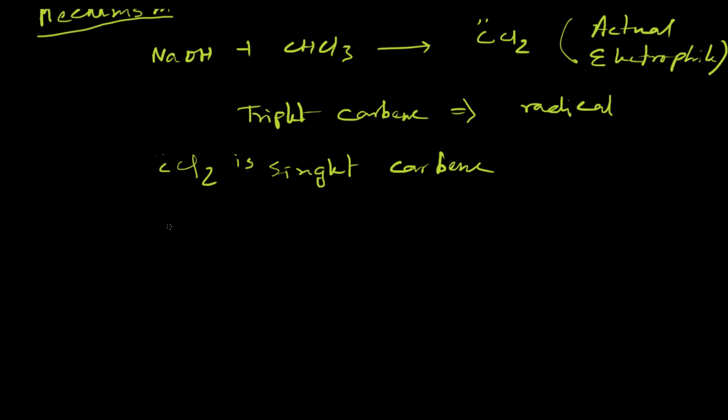And what is the hybridization state, or rather the bonding, of this carbene derivative? The central carbon is sp2 hybridized with a lone pair in the sp2 hybrid orbital, and the other two sp2 hybrid orbitals make bonds with two chlorine atoms, and it has a vacant p orbital, which is obviously the reason for its electrophilic behavior.